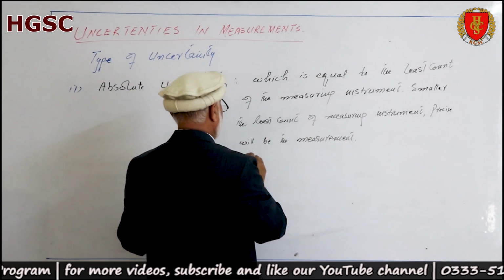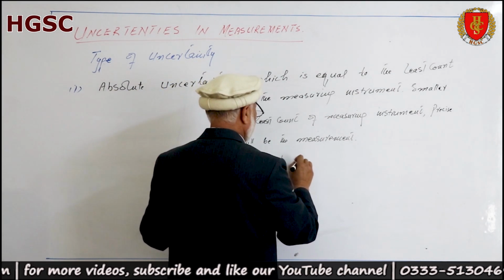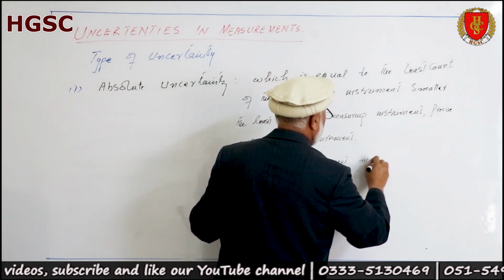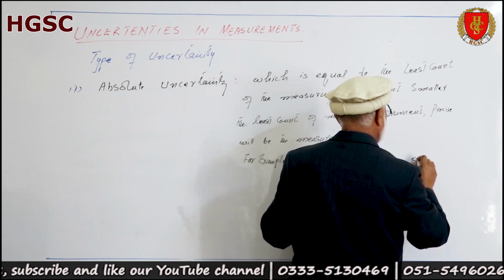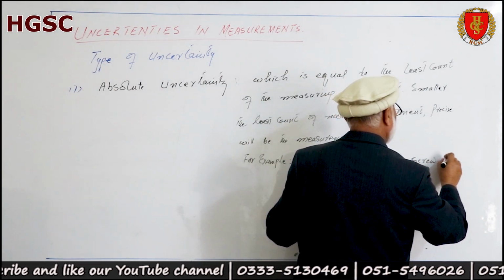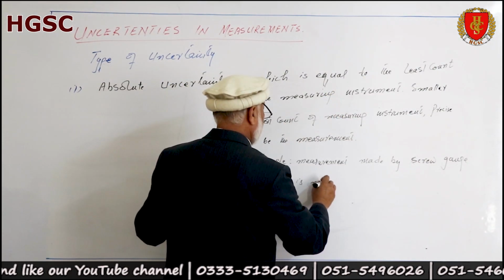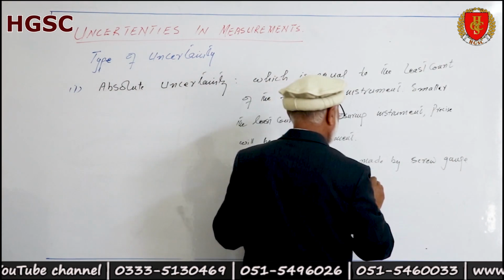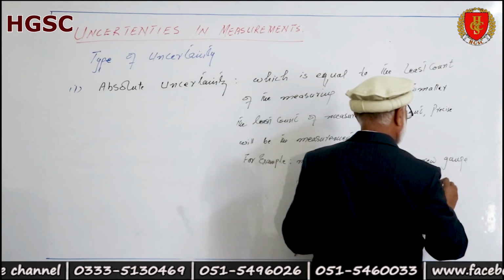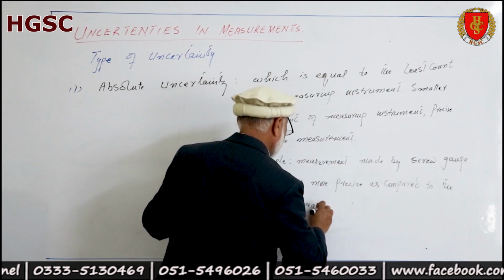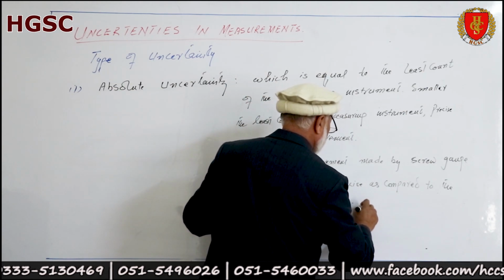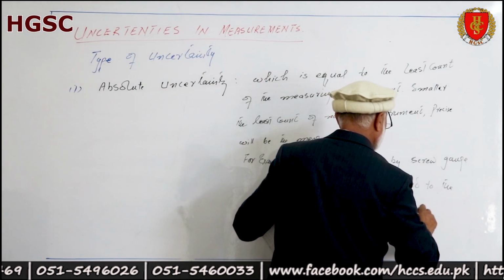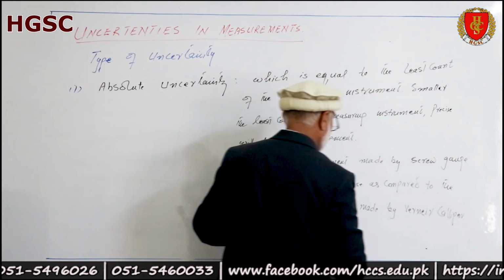For example, a measurement made by a screw gauge is more precise as compared to the measurement made by a vernier caliper or meter rod.